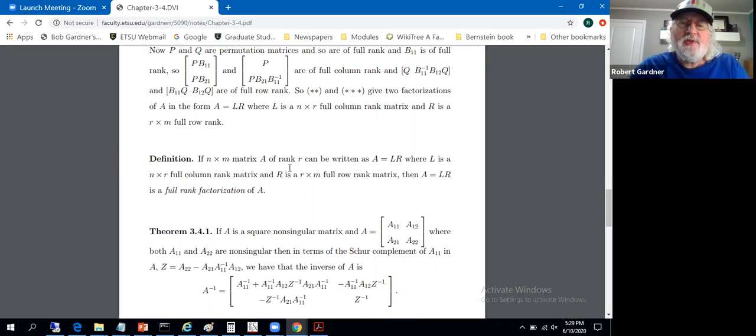But an n by m matrix A of rank r, if it can be written in this form, A equals L times R, where L is full column rank and R is full row rank, then A equals LR is called a full rank factorization of matrix A. Okay.